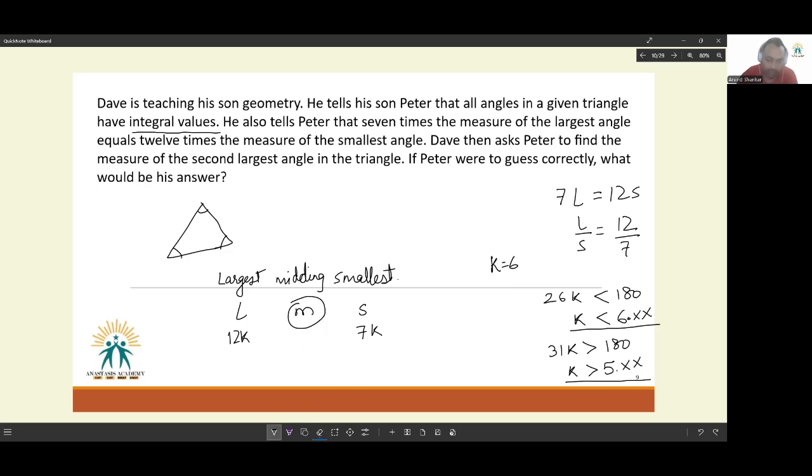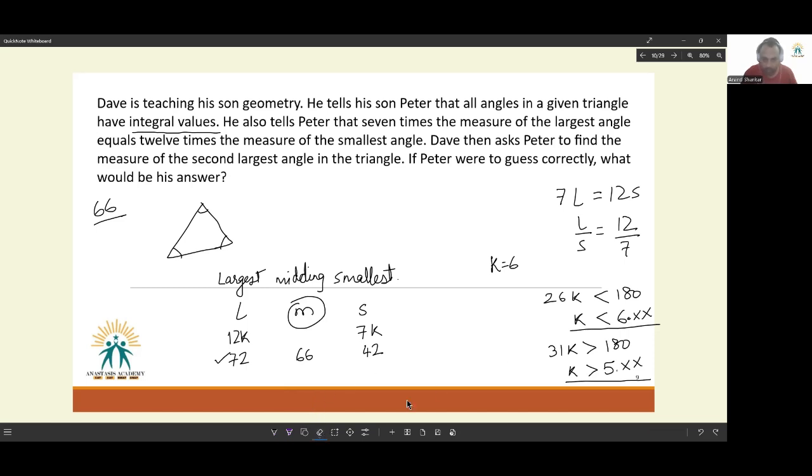If the only acceptable value that K can take is 6, this will be 72, this will be 42, and if these two add up, they give me 114. So the middle angle will be 66. And now we know the answer, what Peter would mark. This is the algebraic way of arriving at the answer.